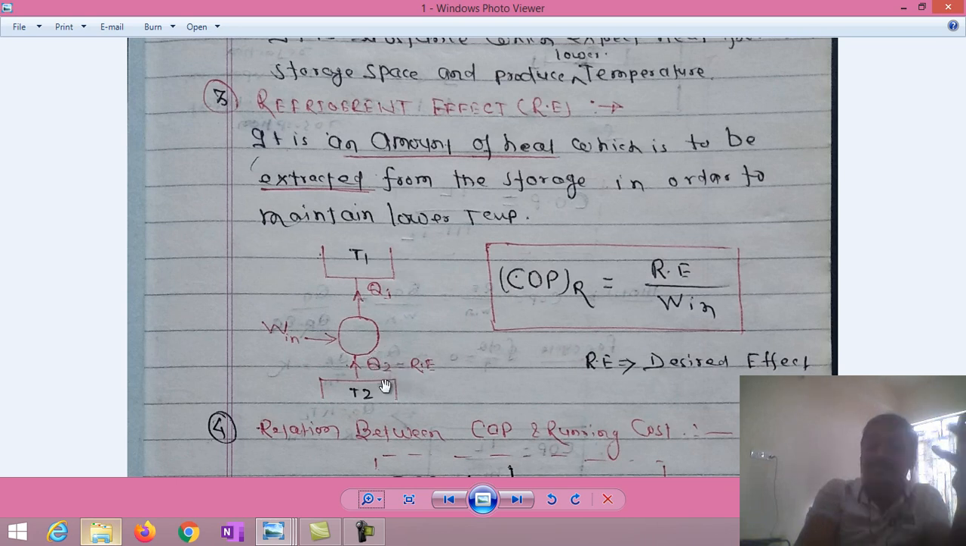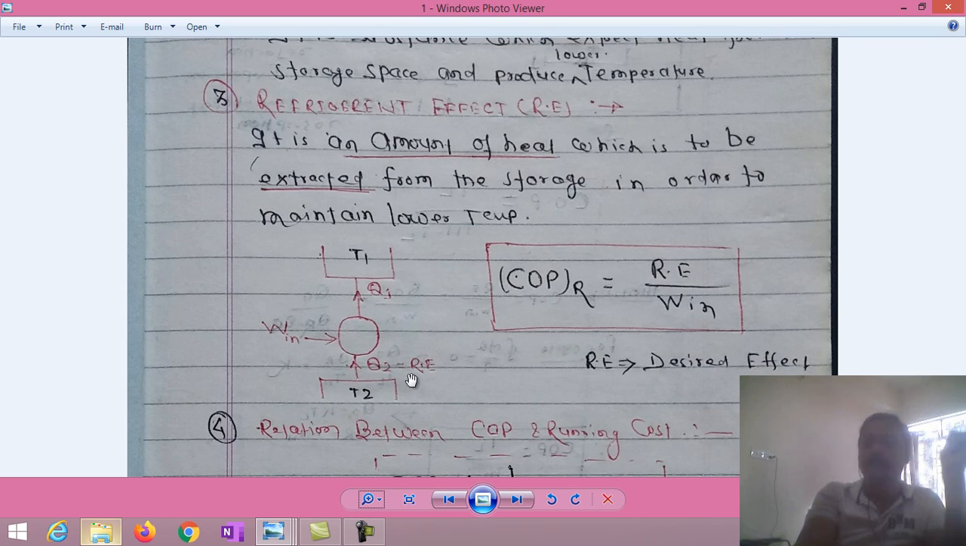This is our storage space. This Q2 amount of heat is required to be extracted from the storage space so that this lower temperature could be maintained. So in this diagram, this refrigeration effect will be Q2. And in this condition, our system will be this sink. Why? Because we have to maintain the lower temperature of the sink. So in this diagram, what is our refrigeration effect? Our refrigeration effect will be Q2. Okay, so this is very important. In this diagram, our refrigeration effect will be Q2, because this amount of heat is extracted from the storage space so that this lower temperature could be maintained. So this is called refrigeration effect, right?